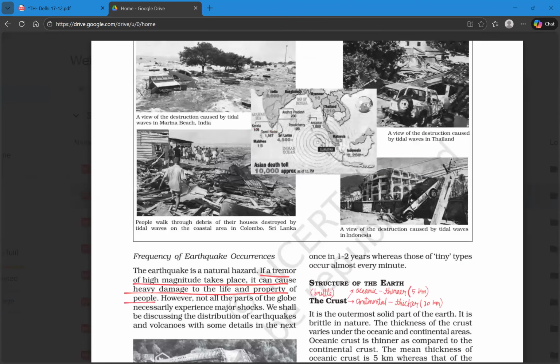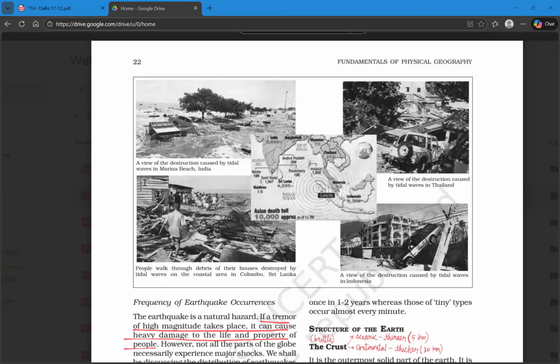So these are some of the examples where we can see destruction caused by tidal waves in Marina Beach in India, Colombo in Sri Lanka, and tidal waves in Thailand. These are the examples of tsunami.